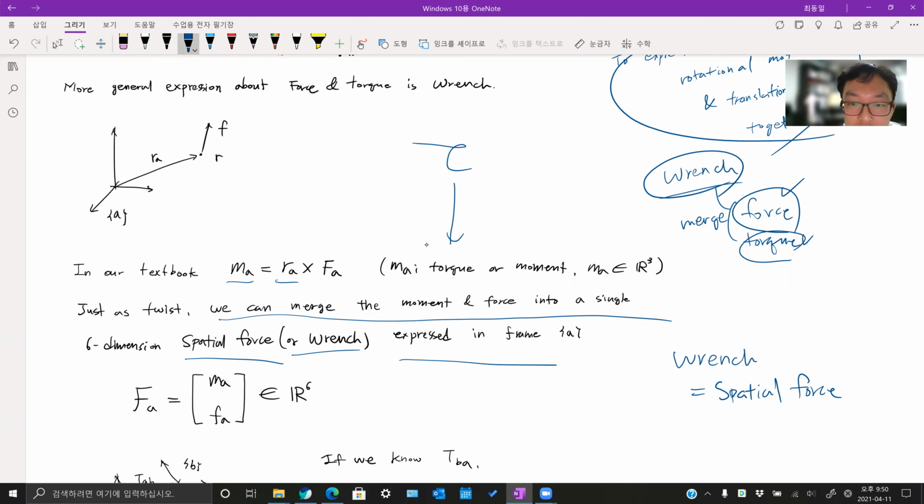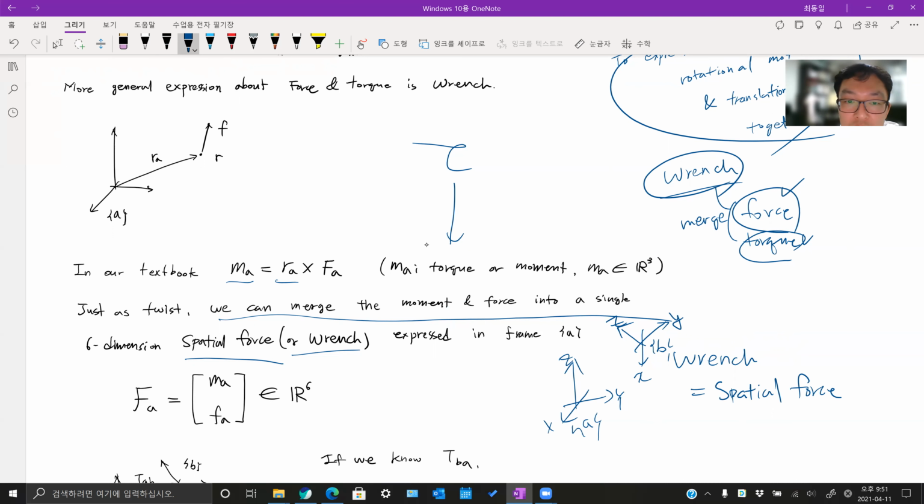So in the wrench, there is a basis coordinate. In this case, the basis coordinate is A. Depending on the coordinate system, the direction is changed. If we take this A frame, the direction of X, Y, Z is like this. But if there is another coordinate, like B, here the X, Y, Z coordinate direction is different.